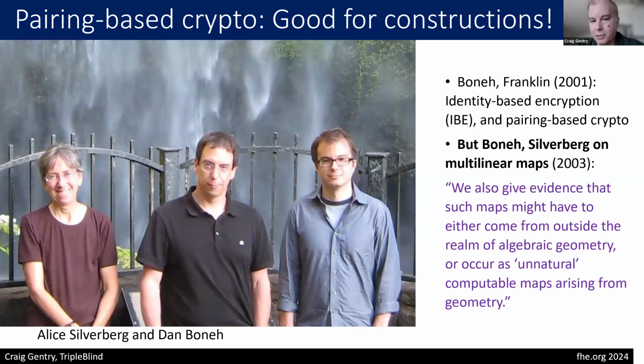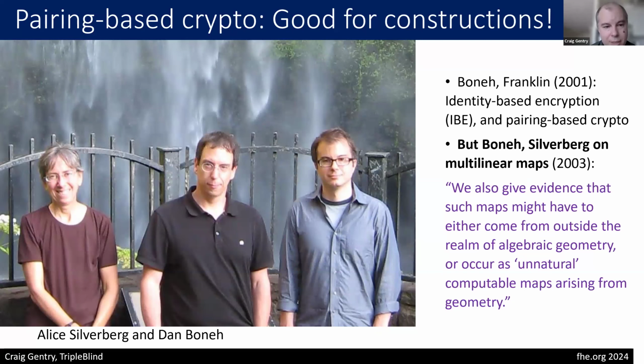So pairing, back in 2001, we had the first identity-based encryption scheme, Boneh-Franklin. And there's all sorts of other stuff that could be built from bilinear maps, like hierarchical identity-based encryption, various attribute-based encryption, all sorts of things. It was a new Swiss Army knife back then.